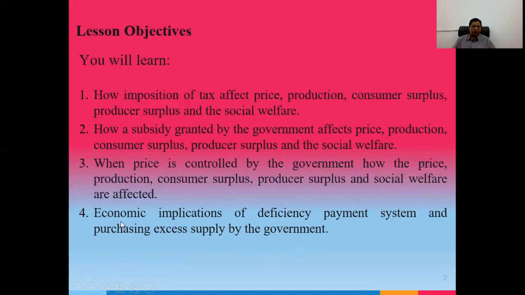When government introduces a minimum price ceiling, government has to implement extra policy to rescue the minimum price ceiling. There are two methods that can be used for this purpose. One is called deficiency payment system. The other one is called purchasing excess supply by the government. They are the two methods which can be used by the government for the success of minimum price ceiling.